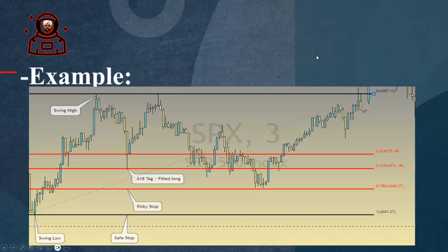So I put an example right here. This is SPX. Here's the first candle of the day. This is the swing low and the swing high of the day. As you can see, this swing low and swing high never broke the entire day. So this is the daily swing low and swing high. Now watch this. You come down to 0.618, you get filled long, and here's your stop loss. It's a risky stop loss. I say that because it can come down, the 0.786 can get filled, and you can get stopped out.